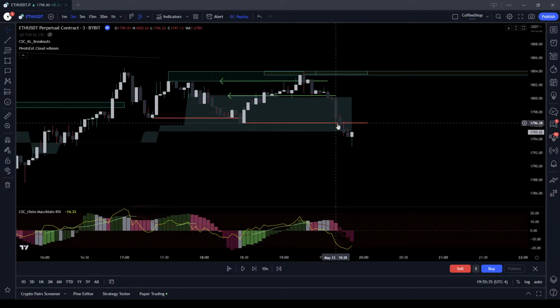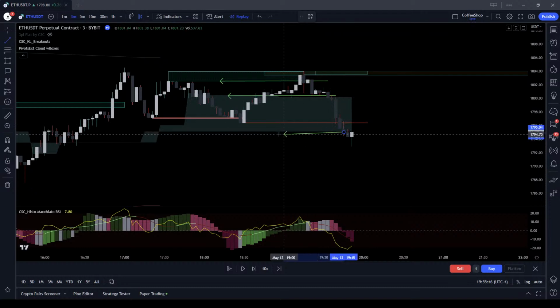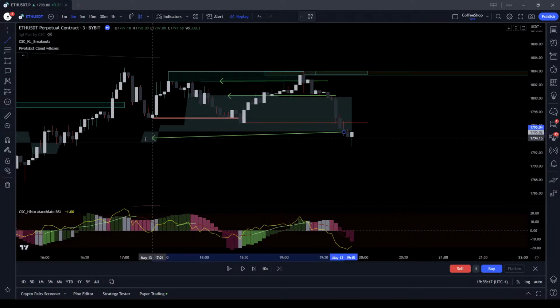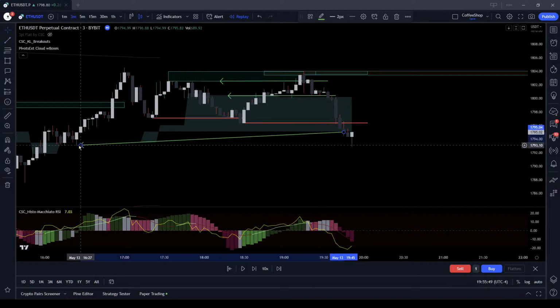So once you broke below this and broke below your cloud, all you had to do was, again, like I said, look to the left. You closed below the cloud. You closed below your break low. Look for the previous price swing. Look at it. Look down here. Price swing low. Okay, right there. Draw a line.